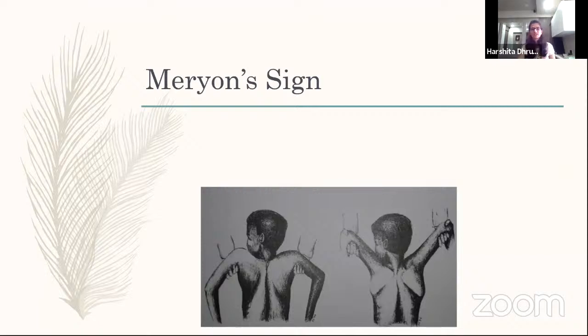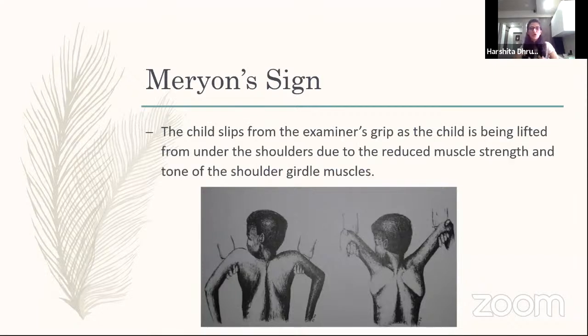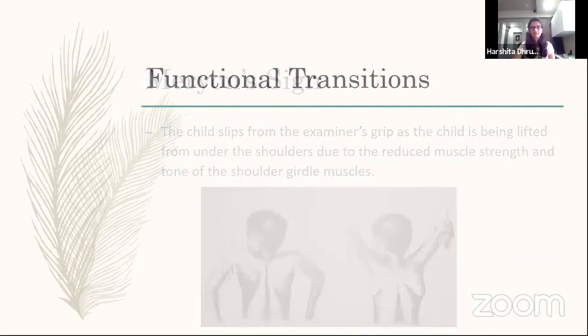Next is the Meryon sign. Due to the proximal muscle weakness, the pelvic girdle and the shoulder girdle specifically are weak, as are the muscles around them. So when we try to lift the child up from around the arm, under the shoulders, the child will slip from our hands due to there being no muscle strength or muscle tone in the child's arms. So the child will slip from the examiner's grip as the child is being lifted from under the shoulders due to the reduced muscle strength.